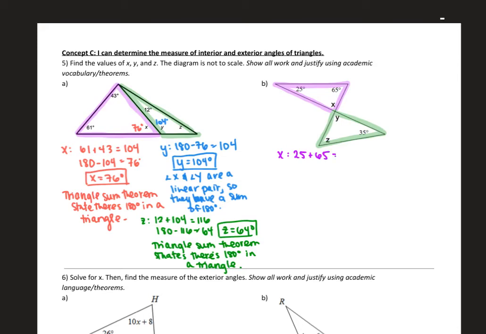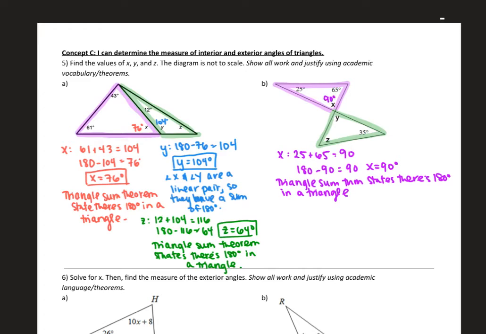So 25 plus 65 is 90. And then we're going to do 180 minus 90, which is 90 degrees. So x equals 90 degrees. Our explanation for this one is triangle sum theorem again. So triangle sum theorem states there's 180 degrees in a triangle. So this is 90 degrees.